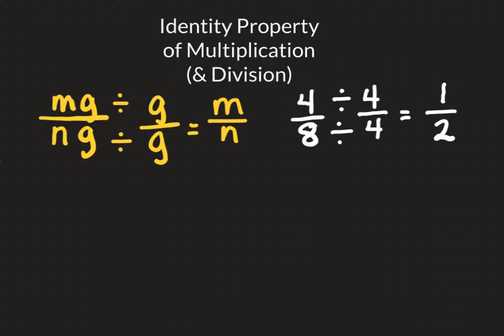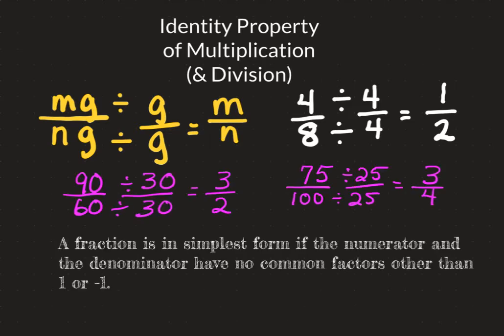Our discussion should make it clear that if you can find a factor in the numerator and in the denominator that is common to both of them and divide by that number in the numerator and the denominator, you can change the expression of the fraction, but not its value. And if you divide by the greatest common factor in the numerator and the denominator, you will have expressed the fraction in its simplest form. A fraction is in its simplest form if the numerator and the denominator have no common factors, other than 1 or -1. Let's look at some examples.